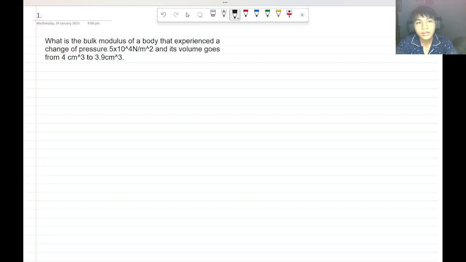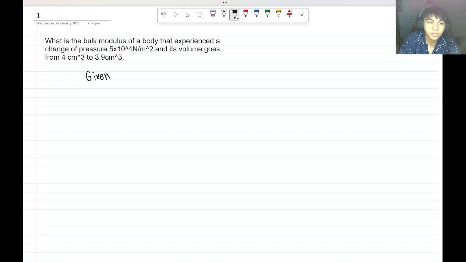Okay, so for the first problem, we're asked, what is the bulk modulus of a body that experienced a change of pressure 5 times 10 to the fourth power Newton per square meter, and its volume goes from 4 cubic centimeters to 3.9 cubic centimeters? And for this problem, always start with the given.